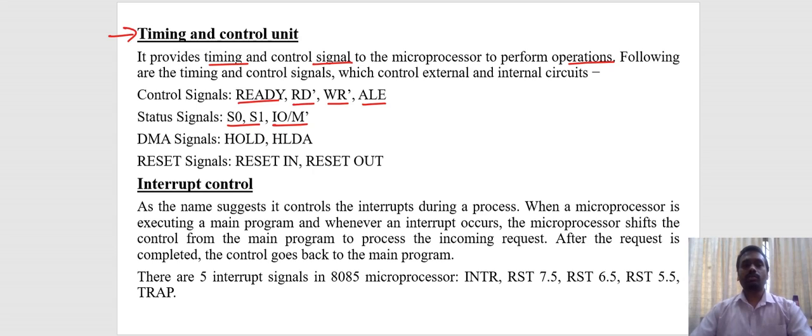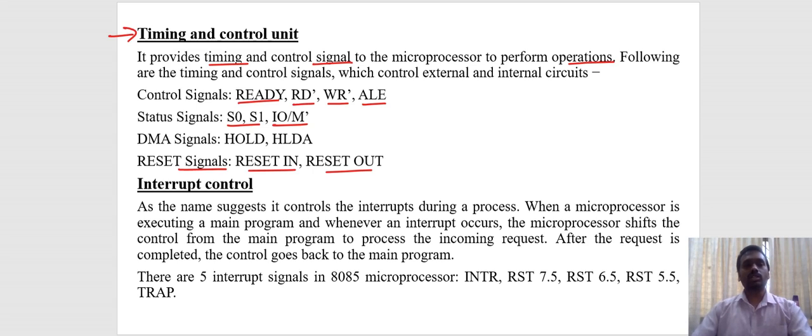And it also generates some of the DMA, direct memory access signals, that is hold and HLDA, that is hold acknowledgement. It also generates some reset signals. One is reset in, another one is reset out. The reset in signal is used to reset the microprocessor, and the reset out signal is used to reset the devices which are connected to the microprocessor. So that's the use of reset in and reset out.